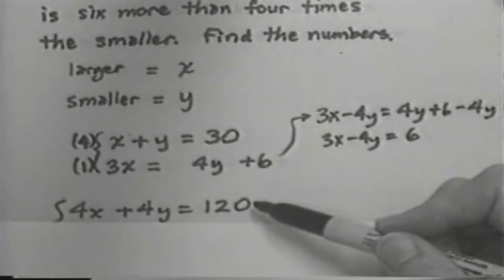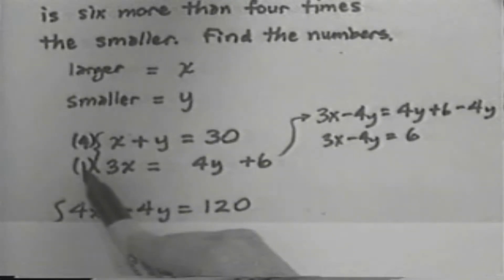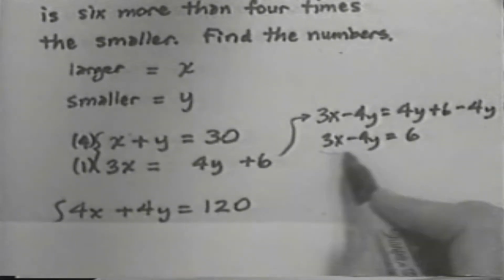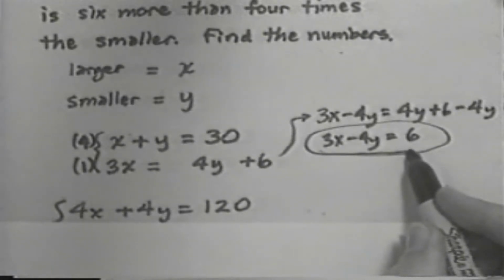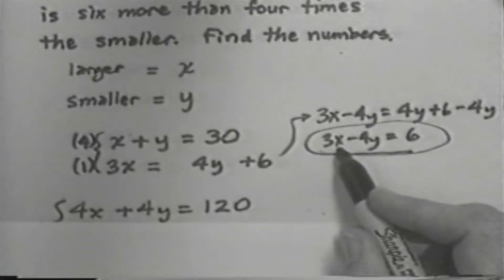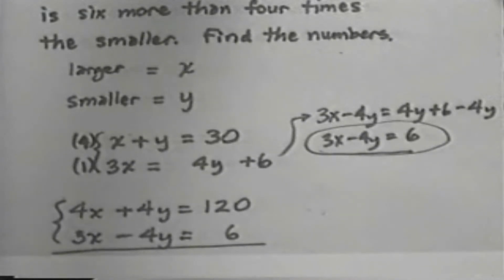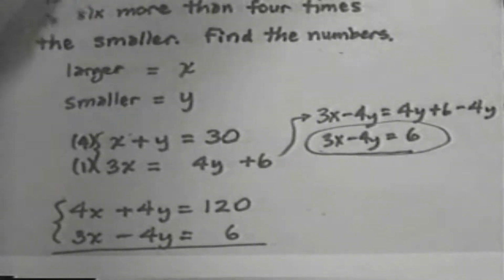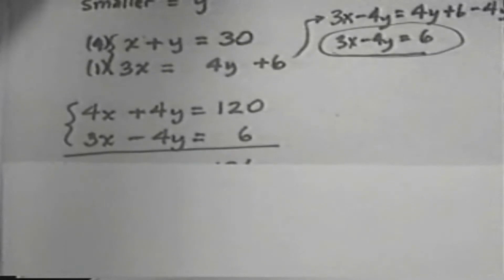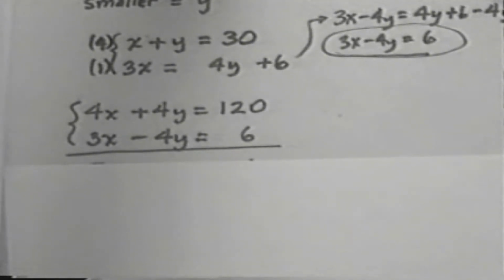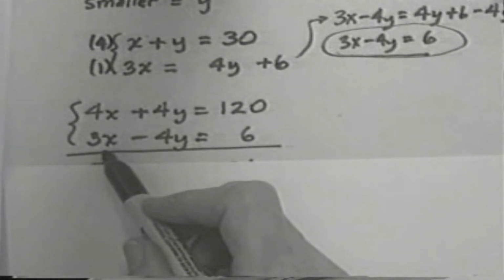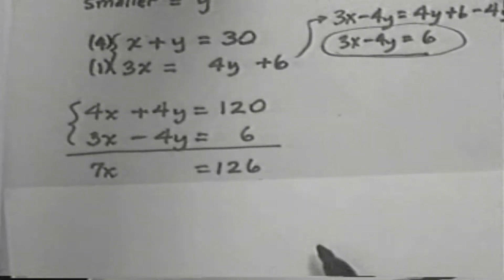Multiplying the first equation by 4, we get 4x plus 4y equals 120. Then 1 times the second equation. Remember, I'm using the form of the second equation that's here in my concluding version. 1 times this equation gives me 3x minus 4y equals 6. So here's my pair of equations set up, ready to be solved by the addition method. Of course, now the y terms will cancel, and that leaves me 7x on the left-hand side of the equation and 126 on the right.